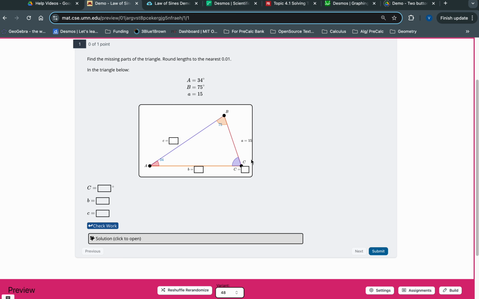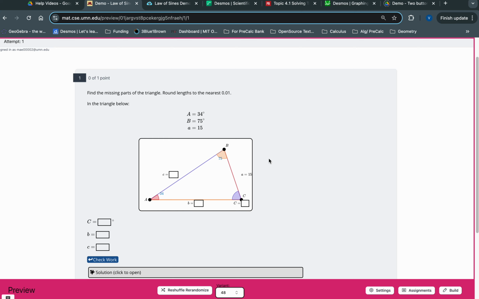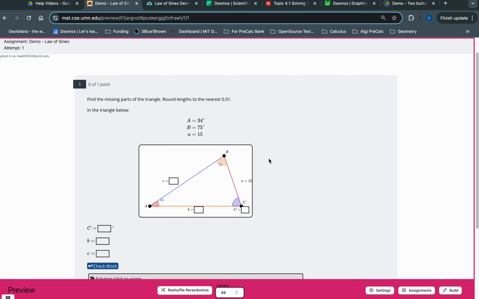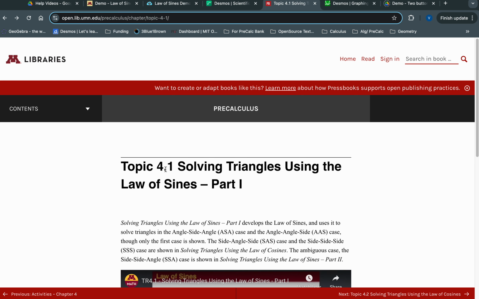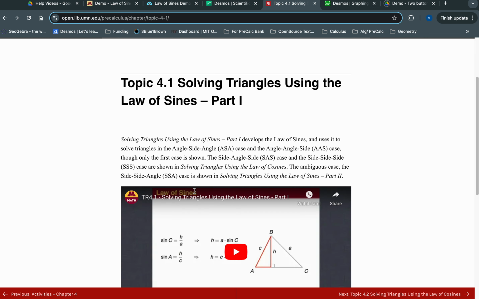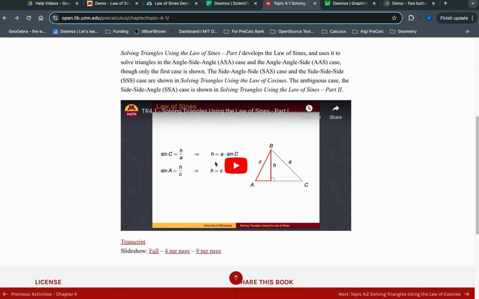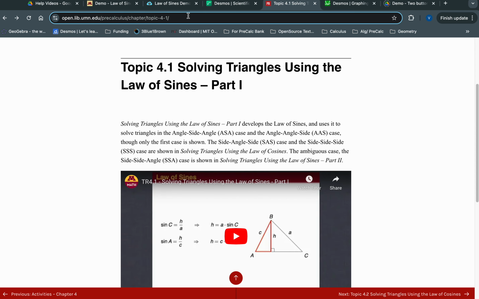I am going to do a quick example on using the law of sines to solve angle-side type problems. You would find problems like these if you're in Math 1151. They'd be in homework 4.1 or something, that's section 4.1 in the pre-calculus textbook. Or if you're in 1269, they would be in homework 5 probably.